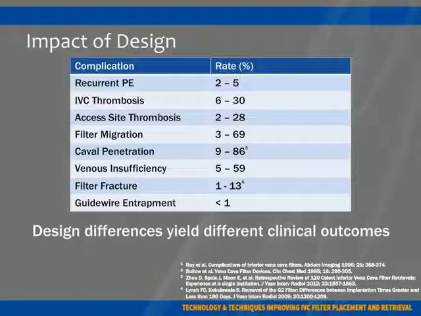And then the recurrent PE issue is something we could probably talk about at some point, but we're sometimes asked to put filters in because someone has a positive CTA, and the PE is in some tertiary or quaternary branch.